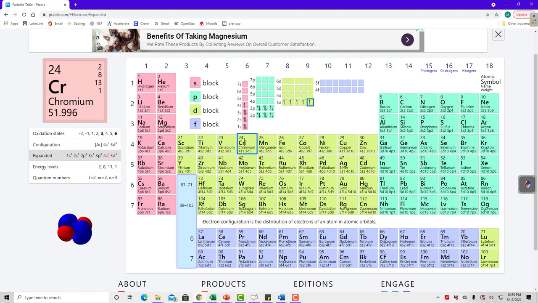Now chromium, how many valence electrons does chromium have? It only has 1 valence electron. Look at this. We have 4s1, 3d5. So look, it goes from 3d3 to 3d5.